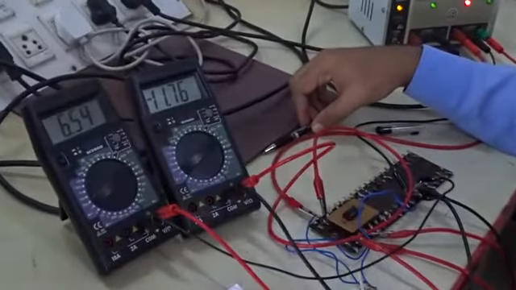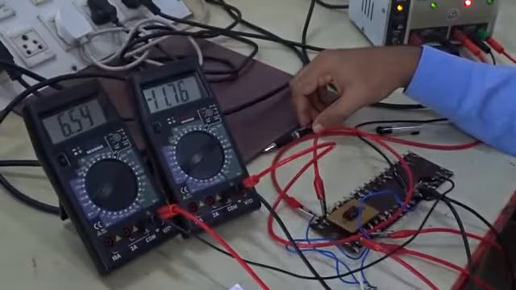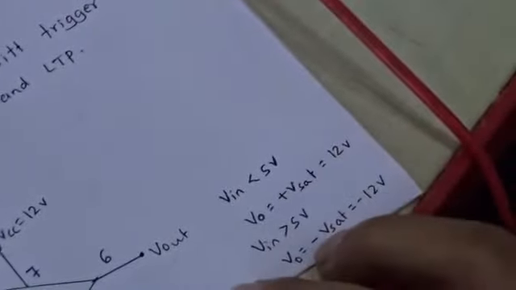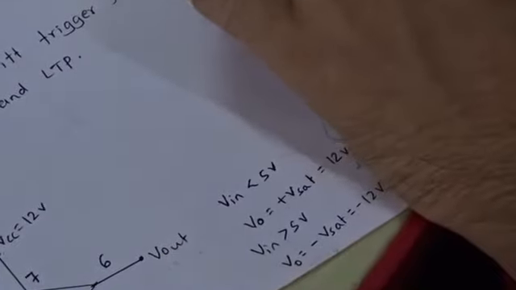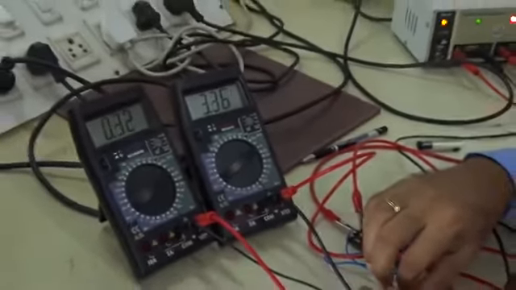Now as I mentioned, when the input voltage is less than 5 volt, we are expecting the output as plus 12 volt. When the input voltage is greater than 5 volt, we are expecting the output to be minus 12 volt. Now I will vary this pot. You can observe here, we can change the voltage from 0 to 12.